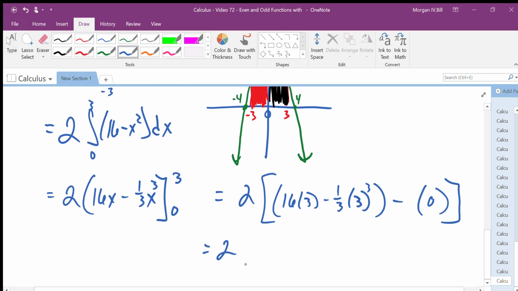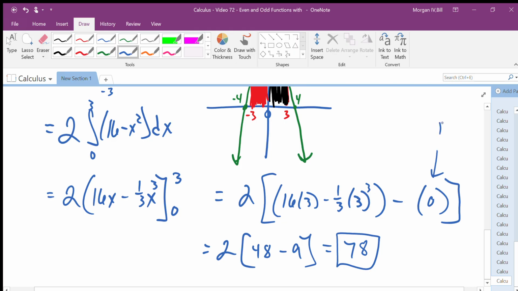That's twice. 16 times 3, 48, minus 3 cubed, 27 divided by 3 is 9. 48 minus 9 is 39 times 2 is 78, I believe it is. 78. Okay, so this right here, this makes us happy, plugging in 0.